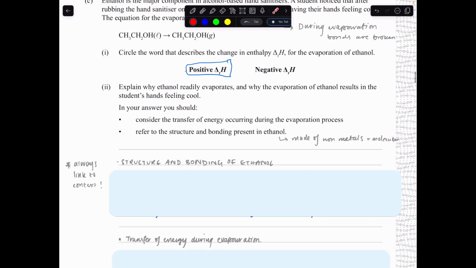Explain why ethanol readily evaporates and why the evaporation of ethanol results in the student's hands feeling cool. In your answer, let's get our good old highlighter out.